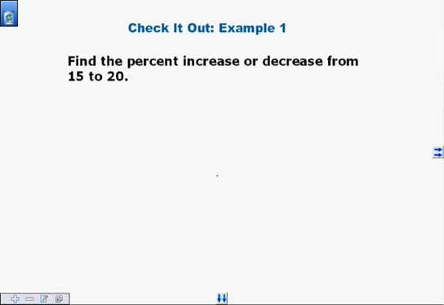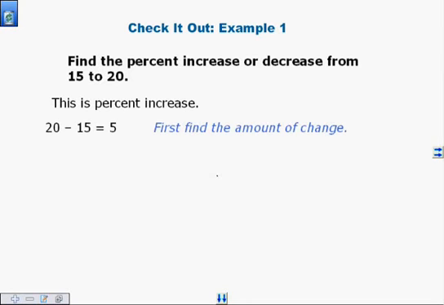Okay, from 15 to 20 is a percent increase. That's the first thing you need to identify. We do increase. Find the amount of change. 20 minus 15 is 5. You don't have to start 15 minus 20 and get negative 5. You don't need to do that, because when you say that it's an increase, everybody knows that it's an increase. Don't confuse yourself with negatives and positives. So first, find the amount of change. We've changed by 5.